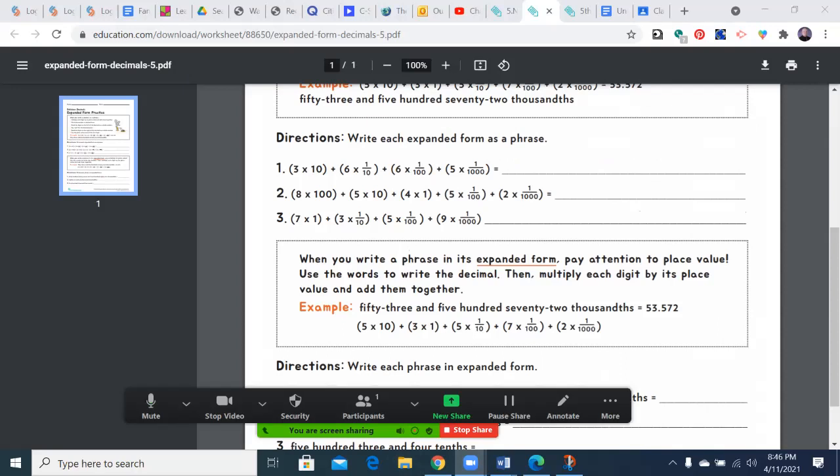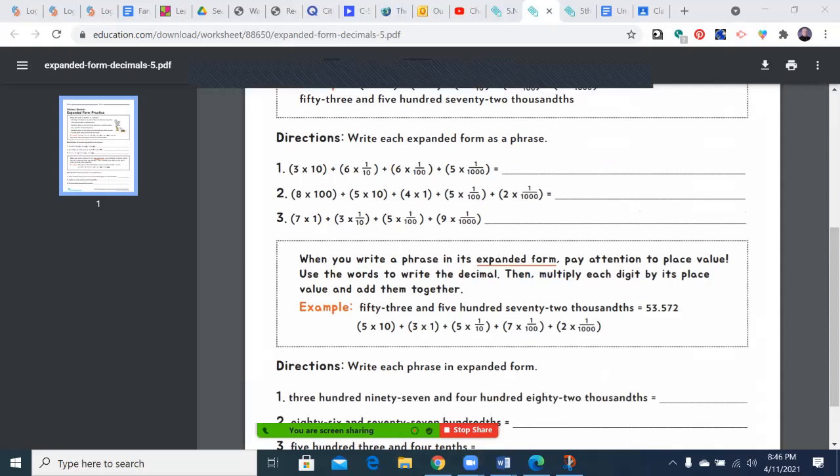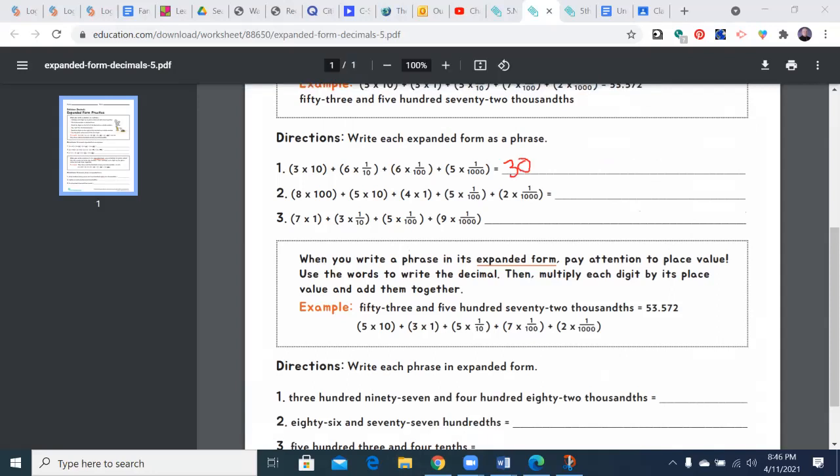Let's do one together. 3 times 10 is what? You're right, 30. And there's nothing times 1. So we write a 30. Once you see that we have these fractions, we know that we're past the decimal. So 6 goes in the tenths place, a 6 in the hundredths place, which is the second digit after the decimal, and a 5 in the thousandths place. So now I could read this as 30 and 665 thousandths. Pretty standard.